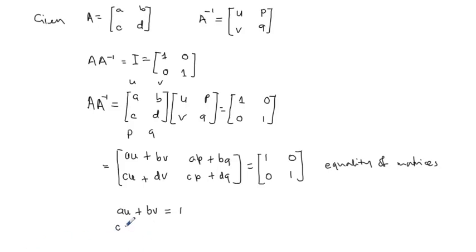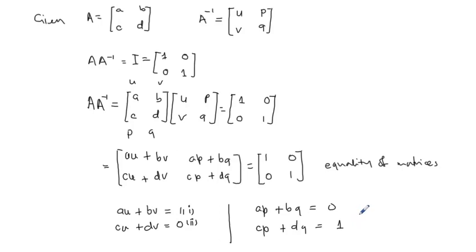And then on the other hand, we have AP plus BQ equals 0. Then we have CP plus DQ equals 1. Don't lose sight of what we're looking for. We're looking for U, V, P, and Q, and that is going to give us the nature of this kind of entity. We're together, okay?